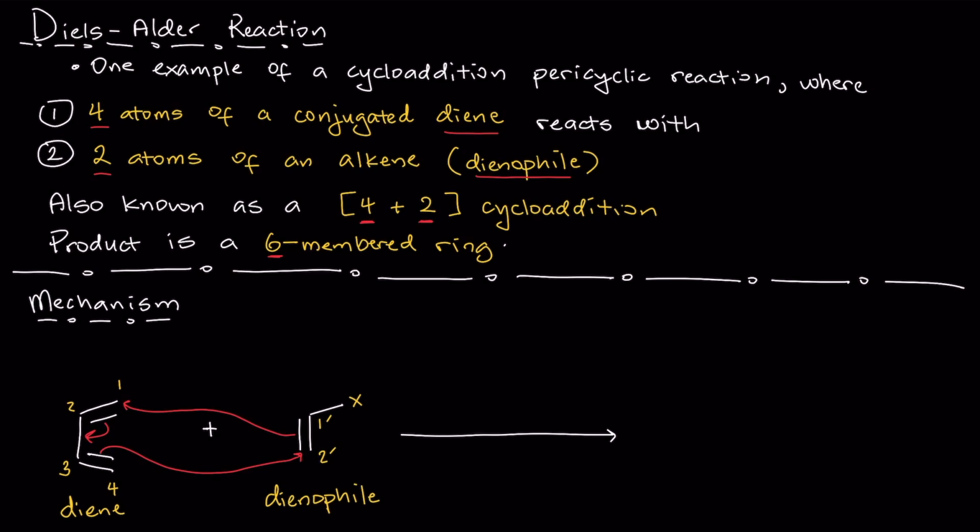And if you're following this, you might see that our product will look like this 6-membered ring. And numbering accordingly to our reactant side, we see here that essentially the 1 and 4 positions of our diene have bonded with the 1' and 2' positions of our dienophile, and then altogether we have a 6-membered ring that has formed.